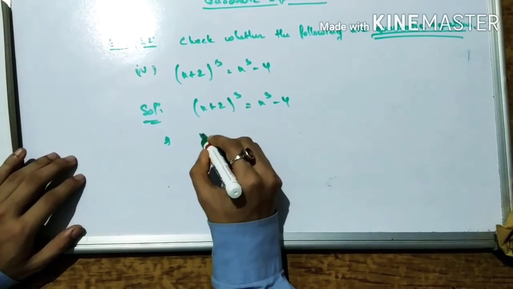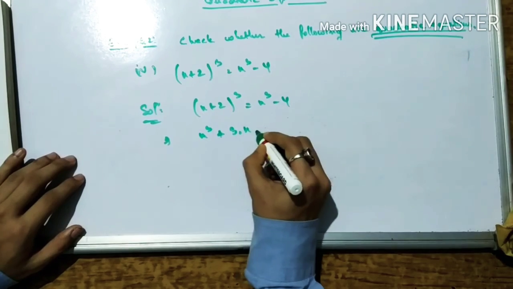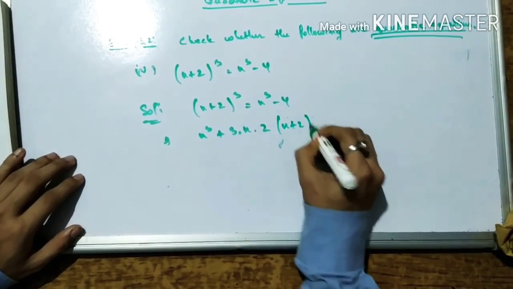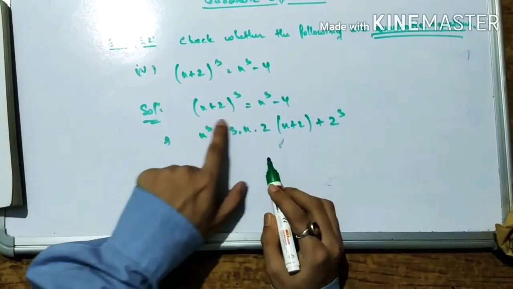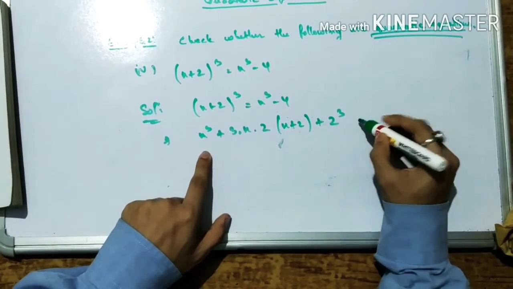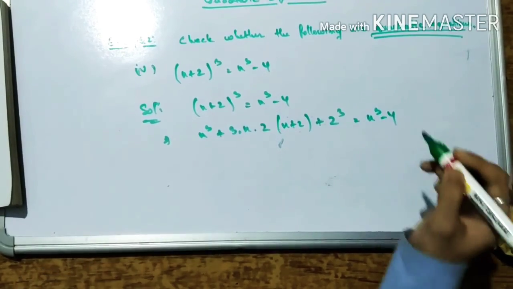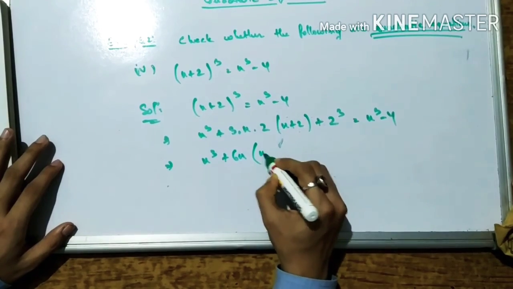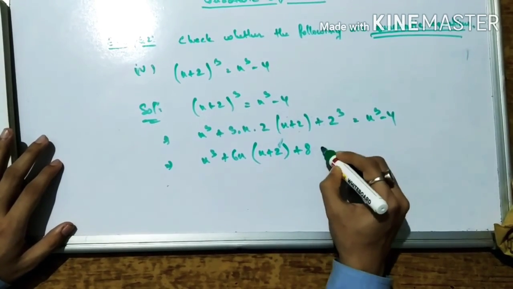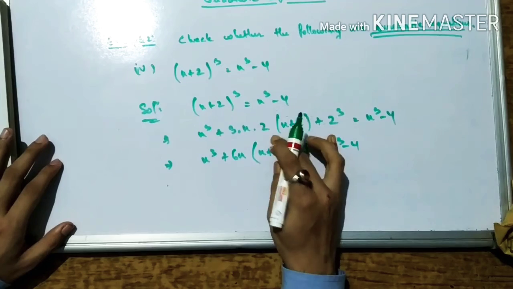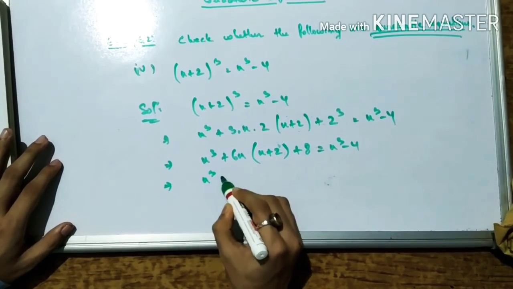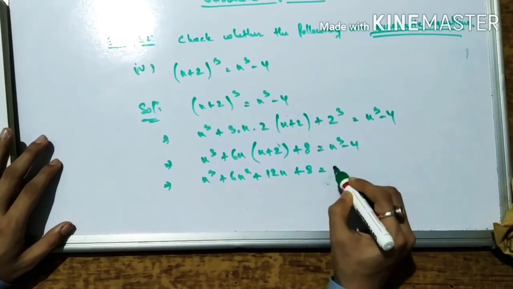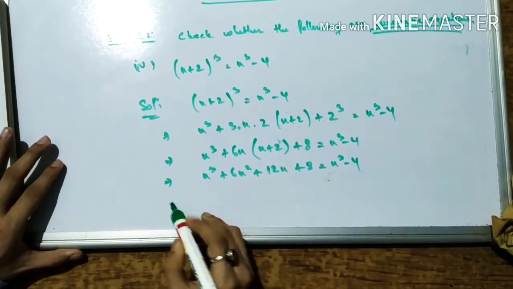This one I will break using the formula: x cube plus 3 into x into 2, x plus 2, plus 2 cube. This is the a plus b the whole cube formula. Is equal to x cube minus 4. So in here I will get x cube plus 6x into x plus 2 plus 8 is equal to x cube minus 4. So ultimately I will get x cube plus 6x square plus 12x plus 8 is equal to x cube minus 4.